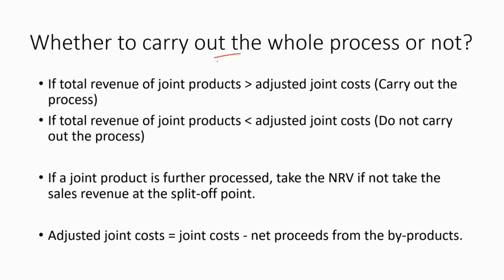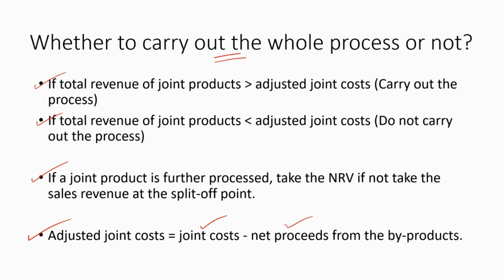Now let's discuss the final topic of this lecture, whether to carry out the whole process or not. If the total revenue of joint products is greater than the adjusted joint costs, we can carry out the whole process. If the total revenue of joint products is less than the adjusted joint costs, do not carry out the whole process. This is important. If a joint product is further processed, take the net realizable value. If not, take the sales revenue at the split off point. We already know how to calculate the adjusted joint cost, which is equal to joint costs minus net proceeds from the byproducts.